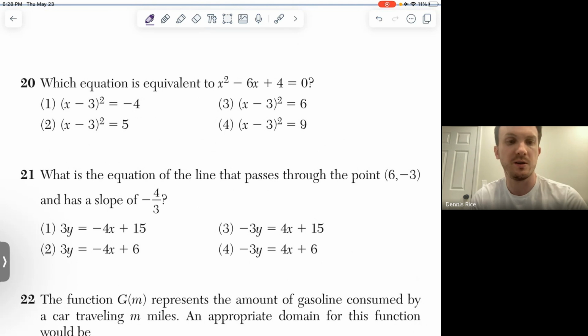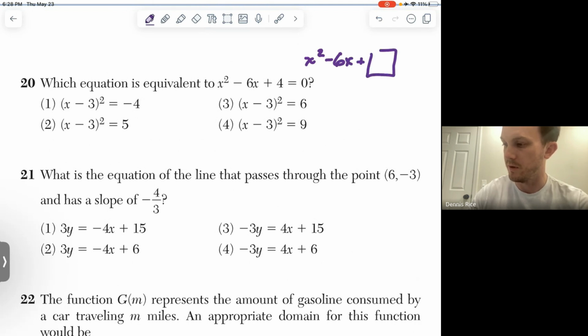Hey, do you know how to complete the square? There's ways around it. There's other ways to figure it out, guess and check type stuff or working backwards, but this is really testing, do you know CTS, right? Because all the choices have a completed square in them. This is not a perfect trinomial right now. However, we can make it one.